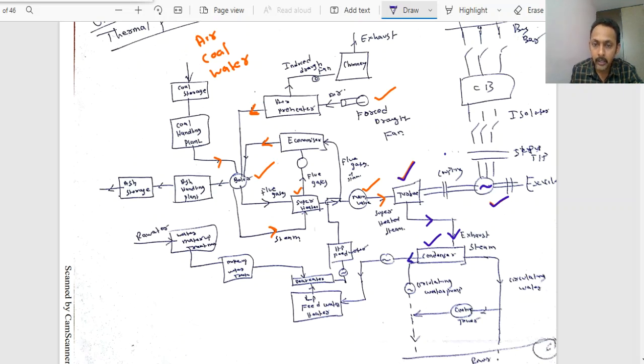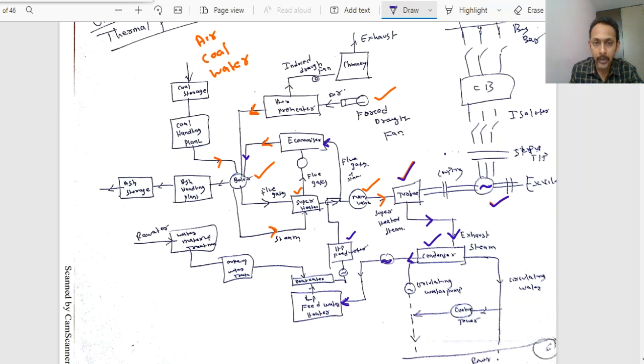Right? Now this water, with the help of the circulating pumps, will be fed back. See here, with the help of the HP feed water pump, again it will be fed back through the economizer to the boiler. This flow is important, dear students.